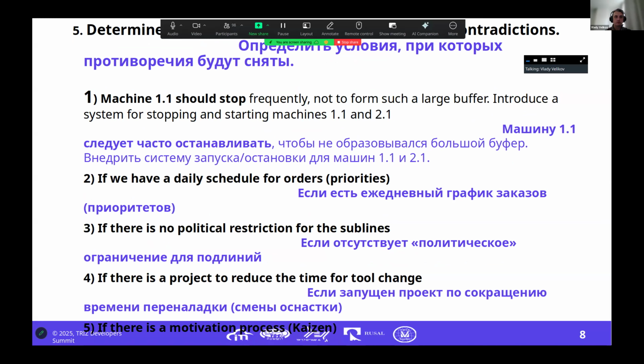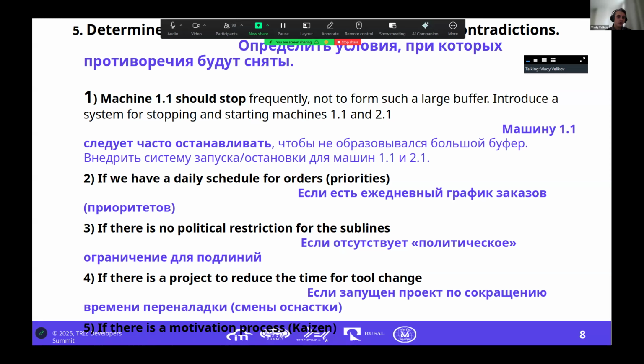Here we need a solution to reduce this large buffer. In my eyes, such big buffers are like a small warehouse, not buffers. Second, if you have a daily schedule for orders and priorities, we can have our ideal state. Third, there is no political restriction for the sublines. If we remove this restriction, it will be fine.